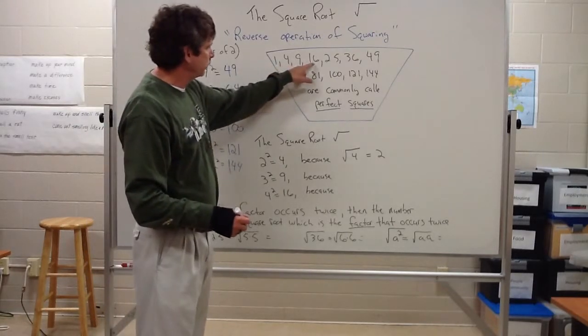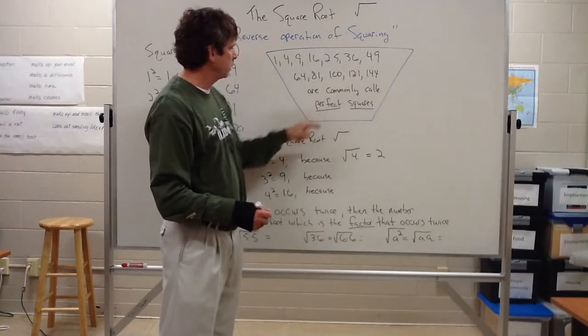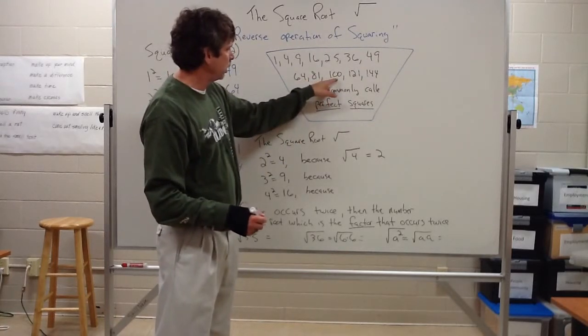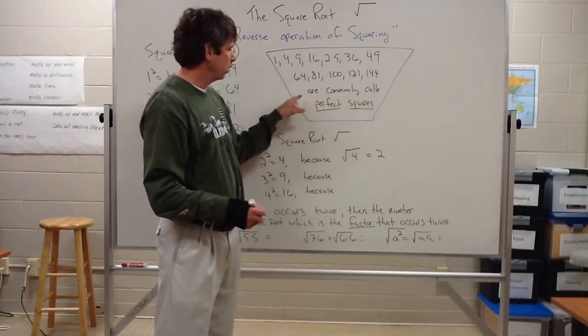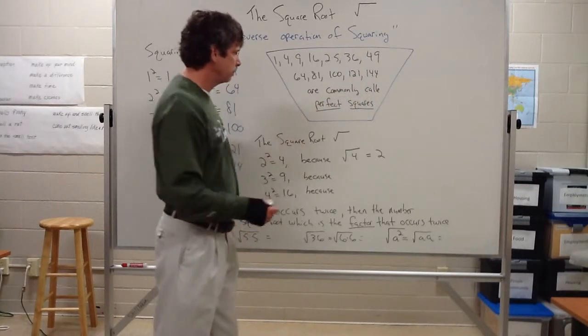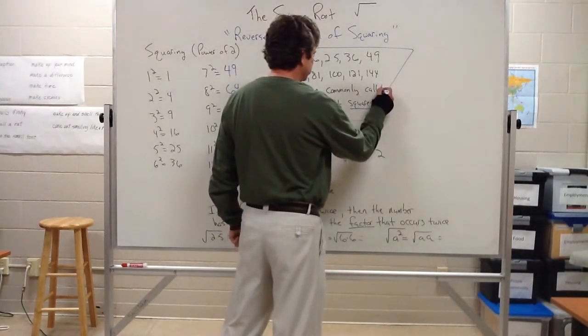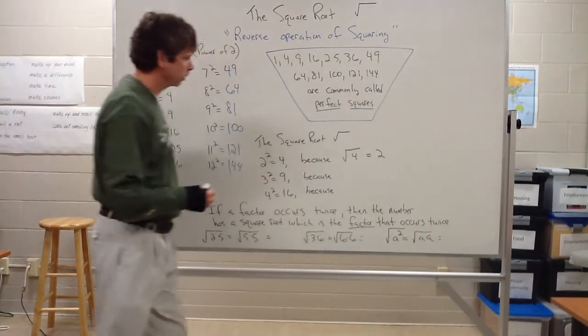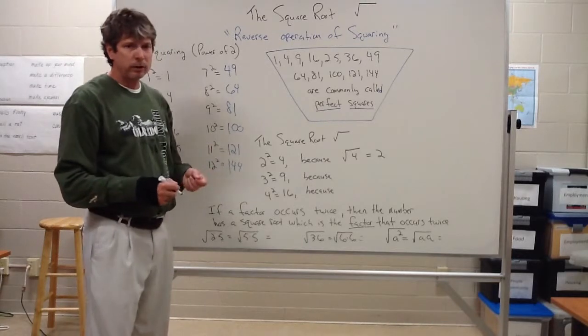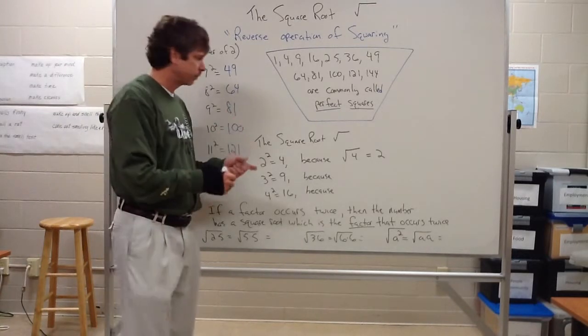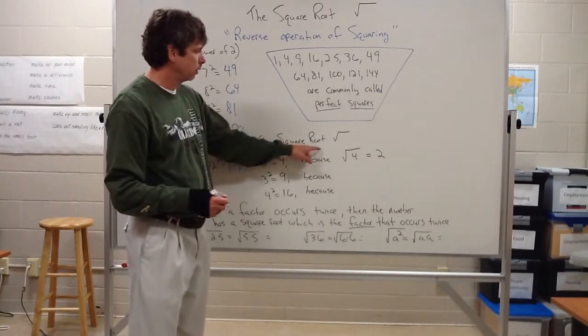1, 4, 9, 16, 25, 36, 49, 64, 81, 100, 121, 144. Again, these numbers are commonly called perfect squares. And the thing about perfect squares is we can actually take the square root of them. So this leads us into the square root.